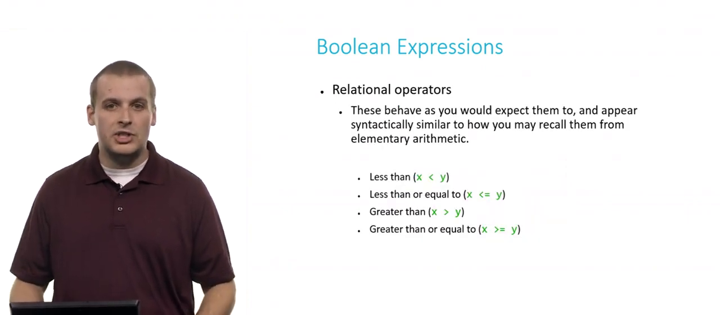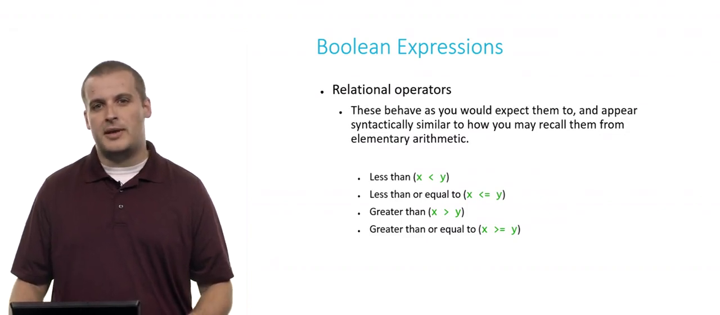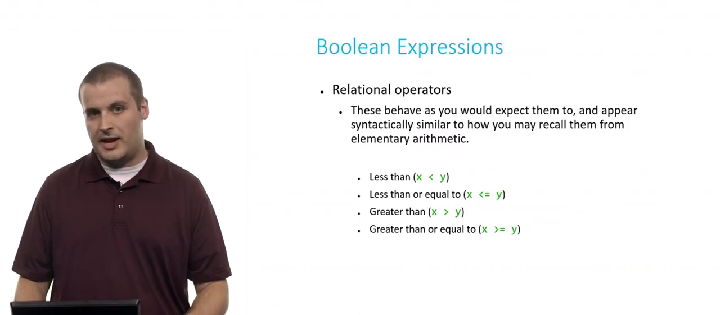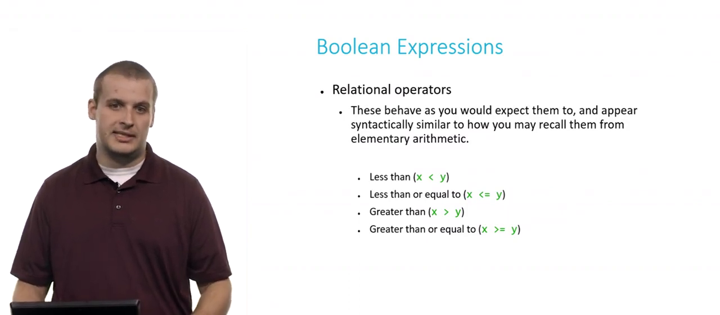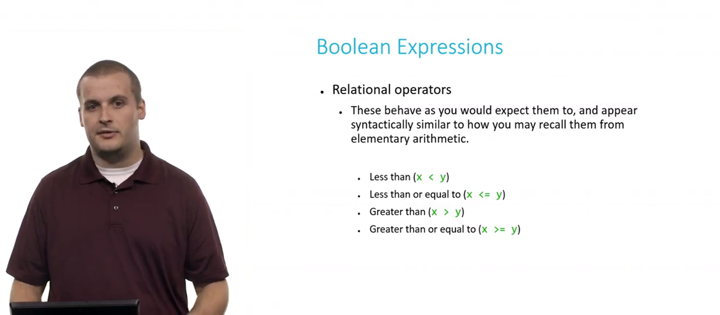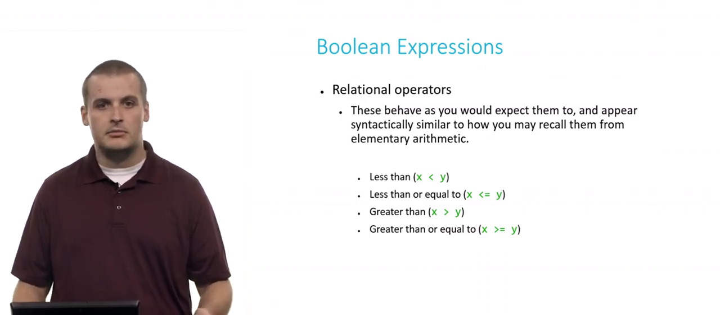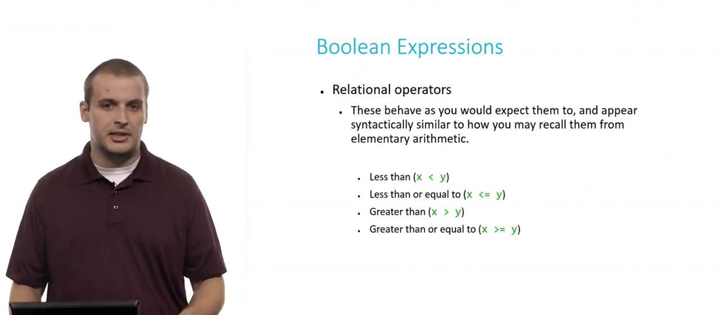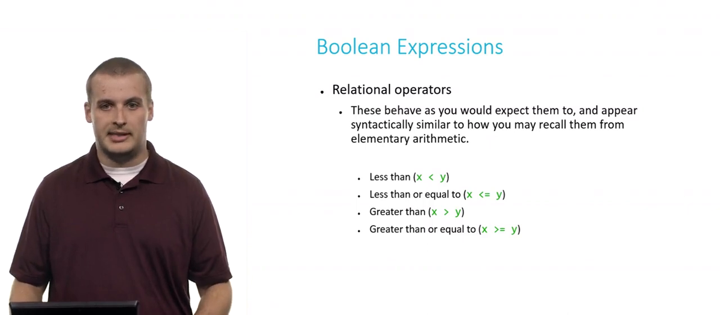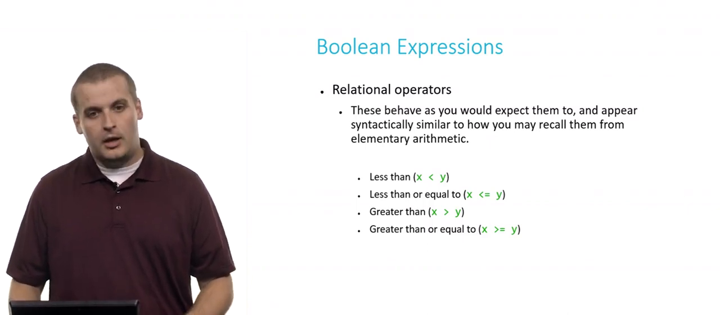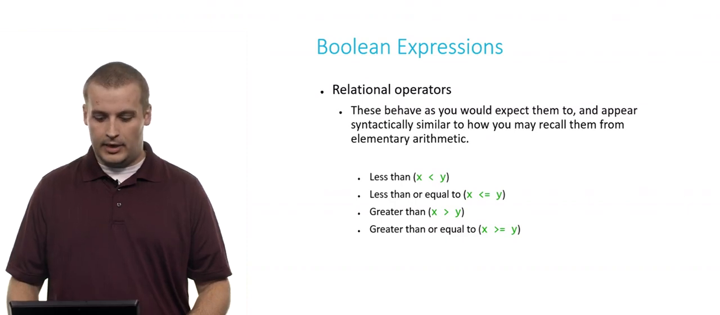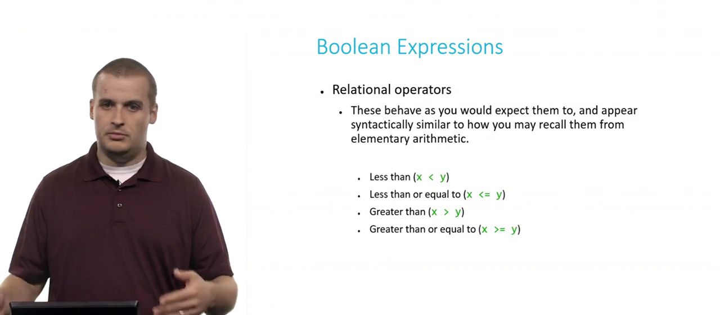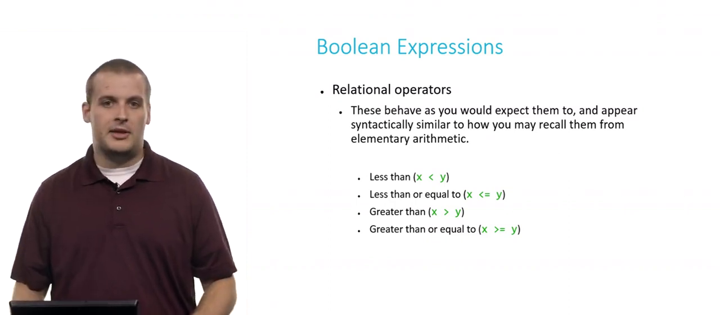So let's talk about relational operators. Again, if you're familiar with this from arithmetic back in grade school, you're probably familiar with how these work already. These behave exactly as you'd expect. So less than is true in this example if x is less than y. So if x is 4 and y is 6, x is less than y. That's true. Less than or equal to works pretty similarly. If x is 4 and y is 4, then x is less than or equal to y. Greater than, x is greater than y. And greater than or equal to, x is greater than or equal to y. If it's true, then you'll pass that expression and you'll go down the path in the road.